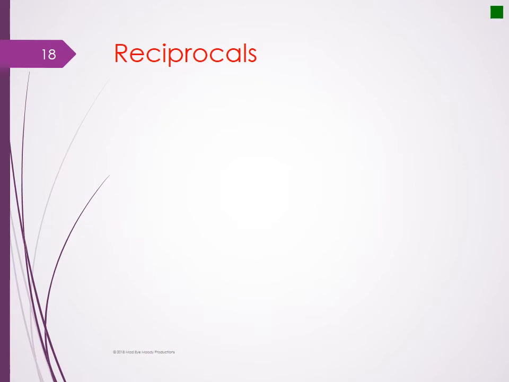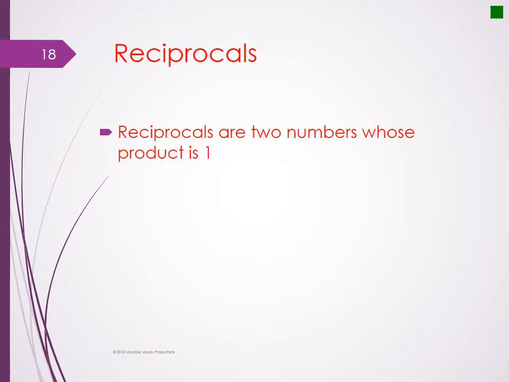You should have defined reciprocal in your vocabulary section. Reciprocals are essential for division of fractions. Reciprocals are 2 numbers whose product is 1. When you multiply them together, your product is 1.